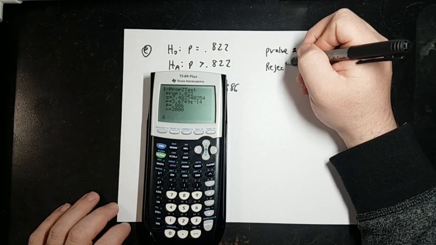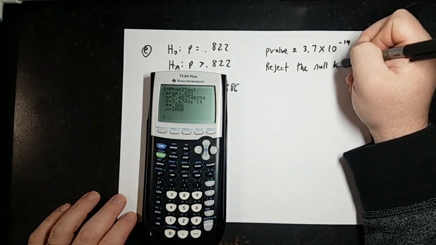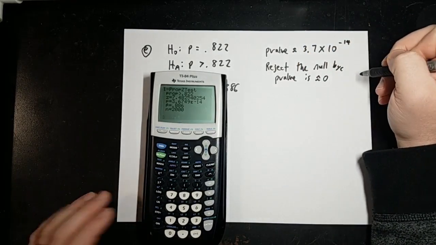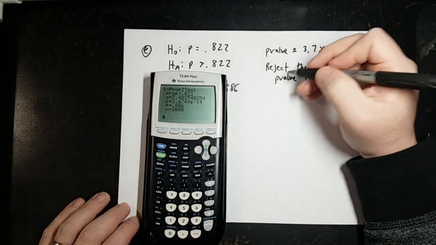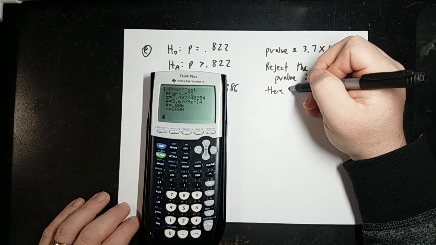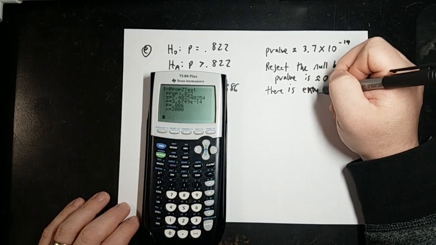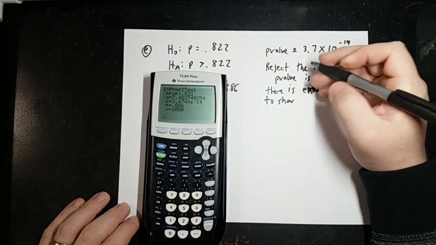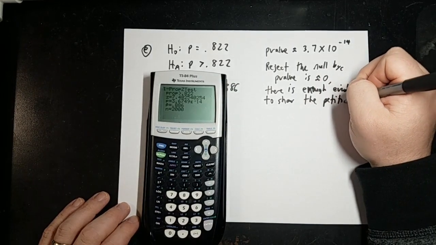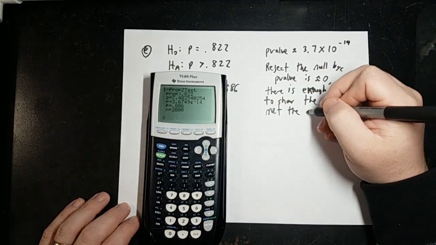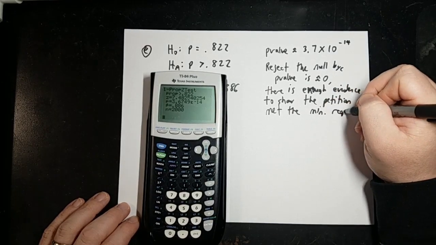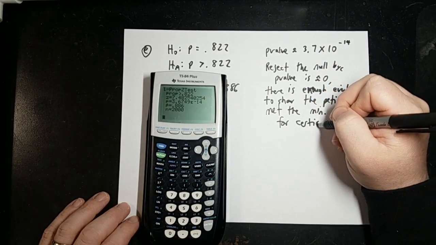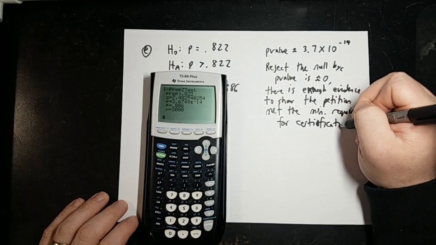Your conclusion: you reject the null because the p-value is approximately 0. And again, I'm not saying it is 0, it's approximately 0. There is enough evidence to show the petition met the minimum requirement for certification. And I can spell it, certification. There we go.